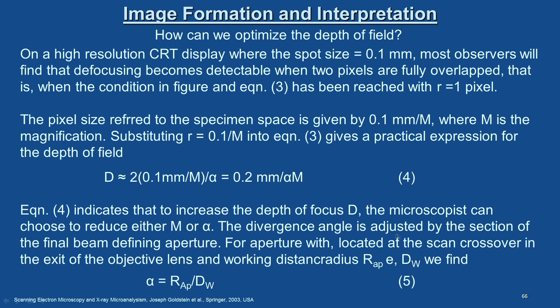So, the divergence angle is adjusted by the selection of the final beam defining aperture. For an aperture located at the scan crossover in the exit of the objective lens, with aperture radius RAP and working distance dW, we find that alpha is equal to RAP divided by dW. So, from this expression you can see how one can optimize the depth of field in a SEM.